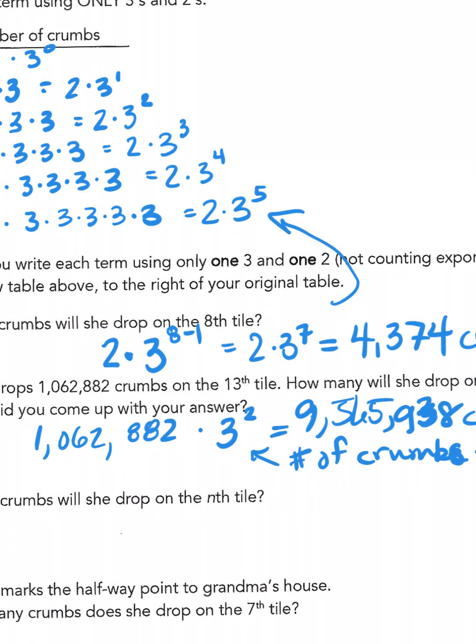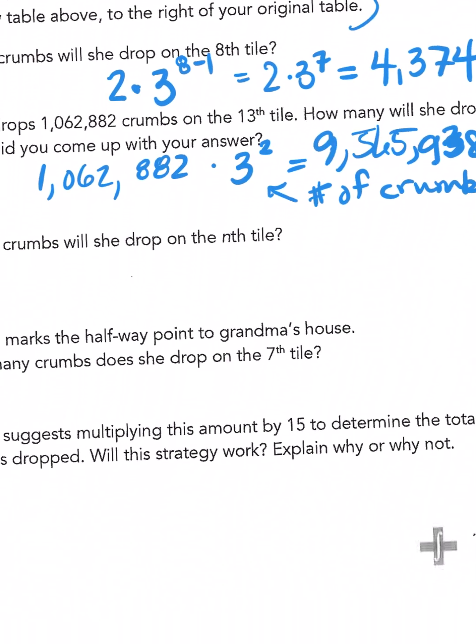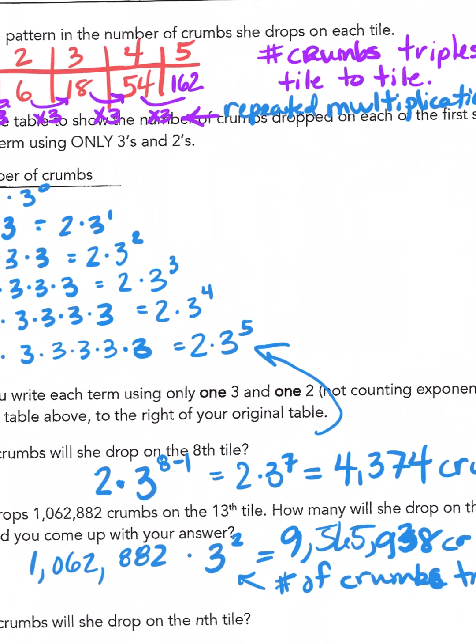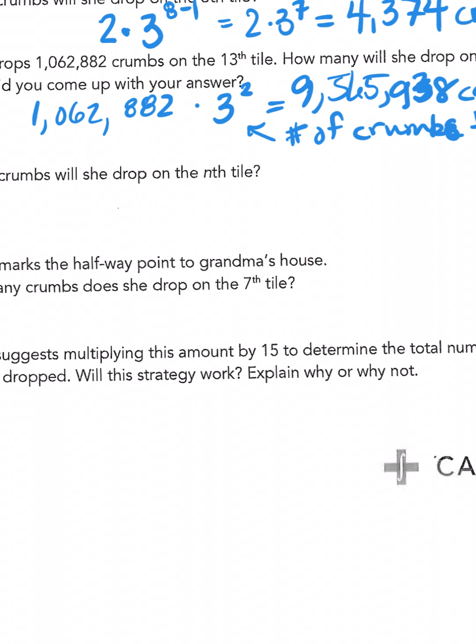Okay. How many crumbs will she drop on the nth tile? So now we need to use this as our pattern. How many crumbs is she starting with? 2. What is our multiplier? And we are going to raise that to what? If we're at the nth tile, what did we find about the relationship between the tile and the exponent? n minus 1. So if it's the nth tile, we're going to raise 3 to the what? n minus 1. Yes, you guys got this. 2 times 3 to the n minus 1.